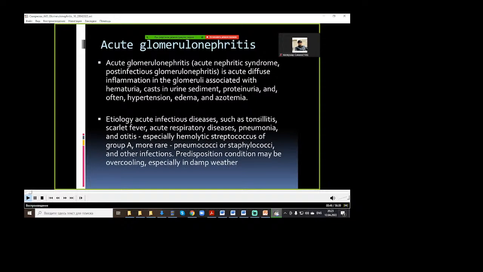Etiology of acute glomerulonephritis is acute infectious disease such as tonsillitis, scarlet fever, acute respiratory diseases, for example pneumonia or otitis, especially caused by hemolytic streptococcus group A. More rarely by pneumococcus and staphylococcus and some other infections. And risk factors or predisposition factors may be overcooling, especially in damp weather.